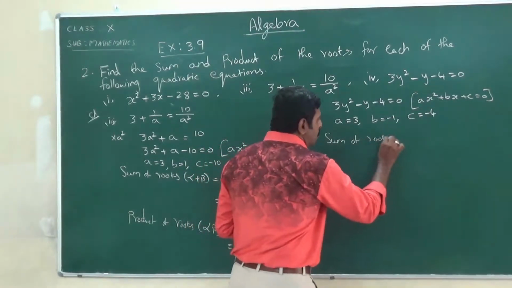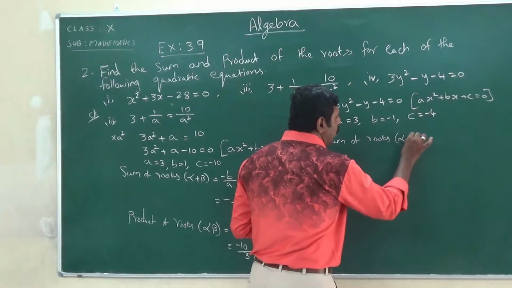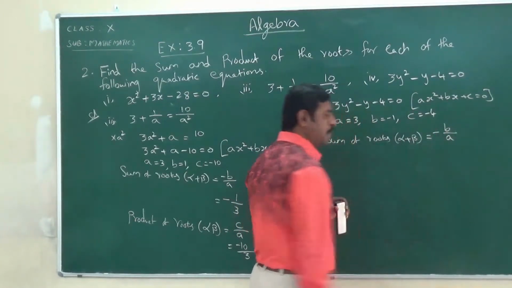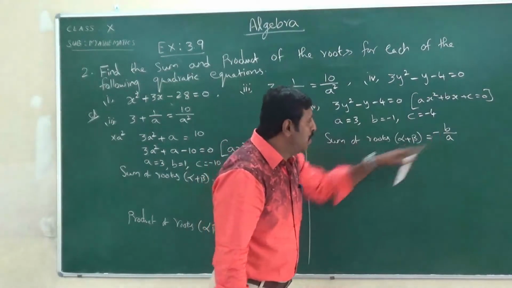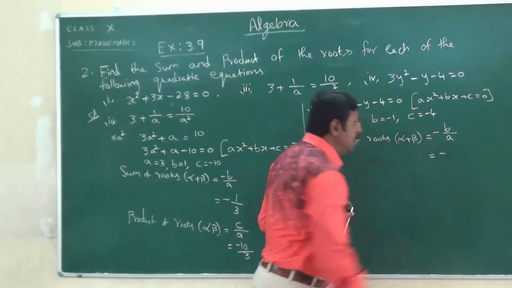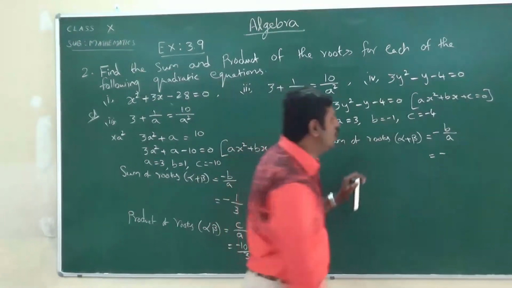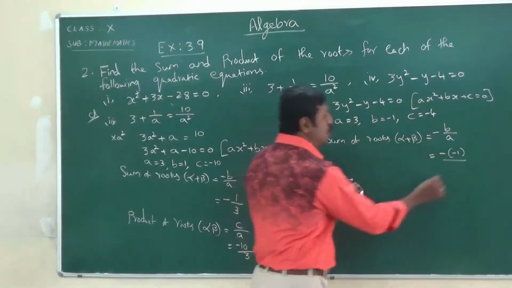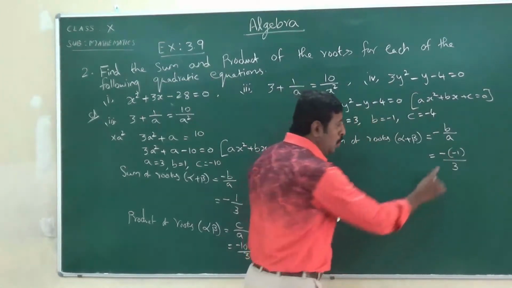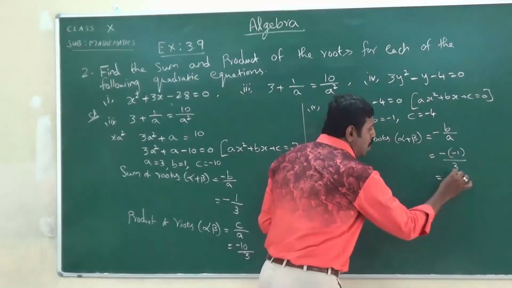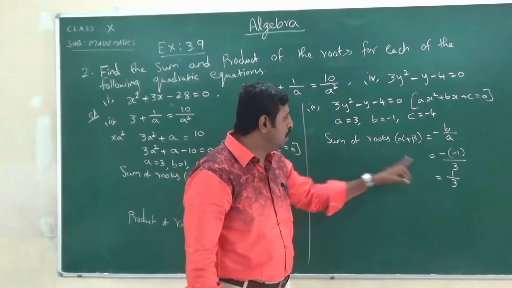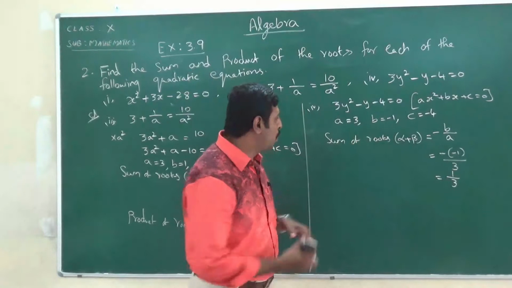Sum of roots, that is alpha plus beta is equal to minus b by a. See, in the formula we have the minus symbol, so put the minus symbol first, for the value of b is equal to minus 1 divided by the value of a is equal to 3. So minus into minus is plus 1 divided by 3. The sum of the root is 1 by 3. Now the product of the root.